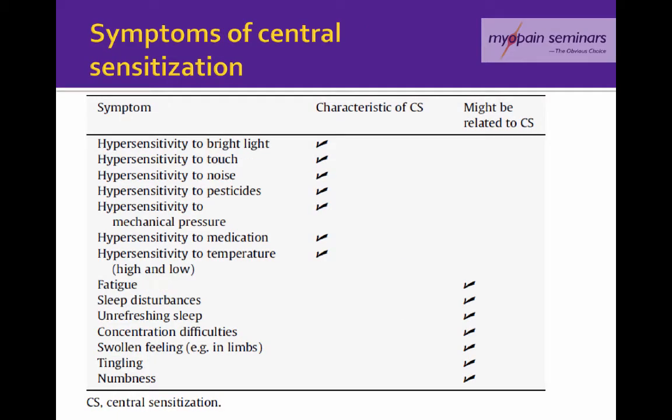And common signs and symptoms of central sensitization are hypersensitivity to bright light, touch, noise, pesticides, mechanical pressure, medications, temperature, and maybe even electromagnetic fields. Symptoms that may be related to central sensitization are fatigue, sleep disturbances, unrefreshing sleep, difficulties with concentrating, a swelling feeling in the limbs, tingling and numbness. So recognizing central sensitization is the key in manual physical therapy practice and other disciplines.